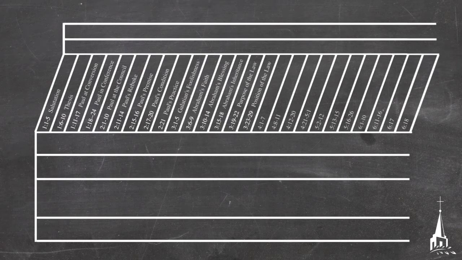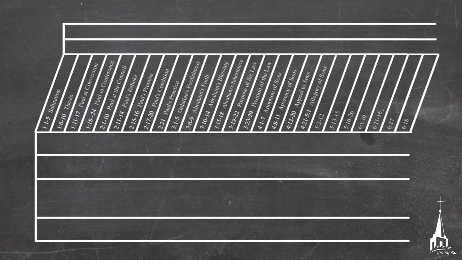4:1 through 7, adoption of sons. 4:8 through 11, apostasy of sons. 4:12 through 20, appeal to sons. And 4:21 through 5:1, allegory of sons.